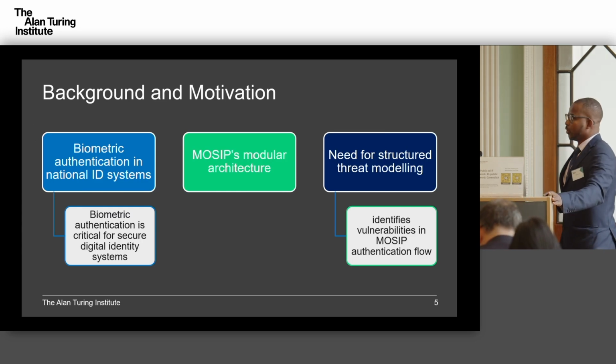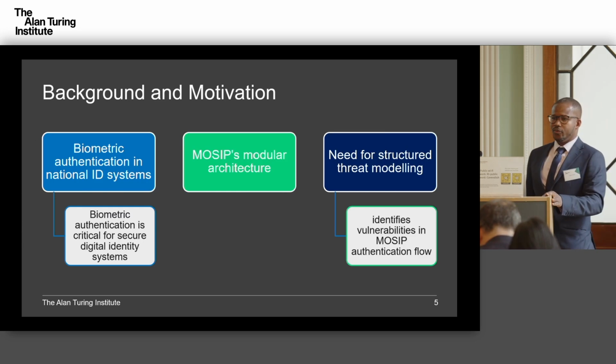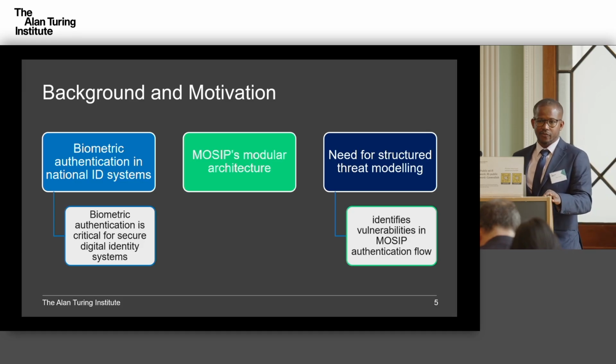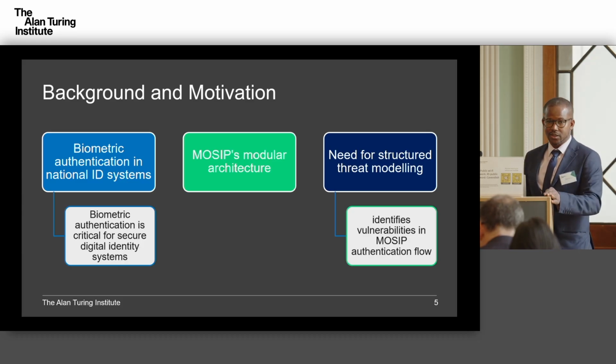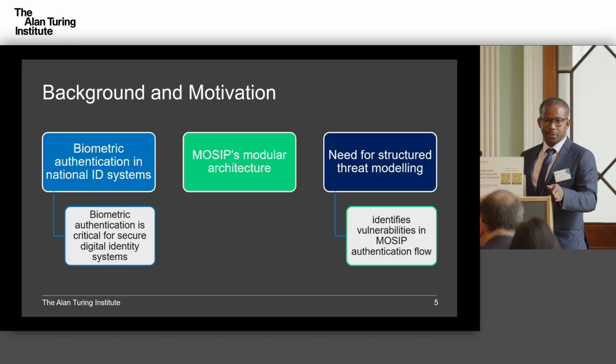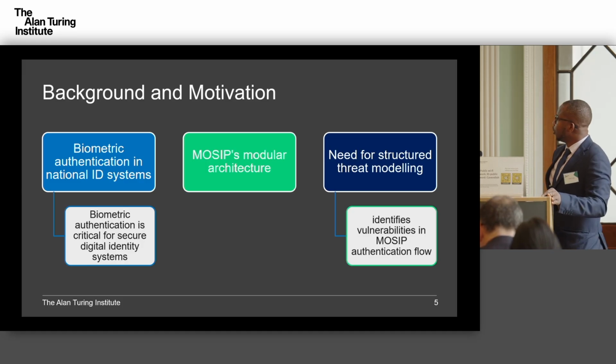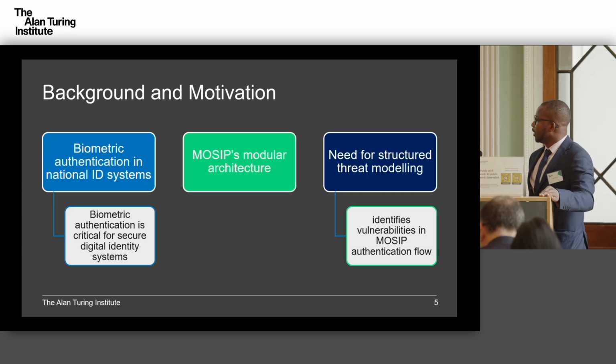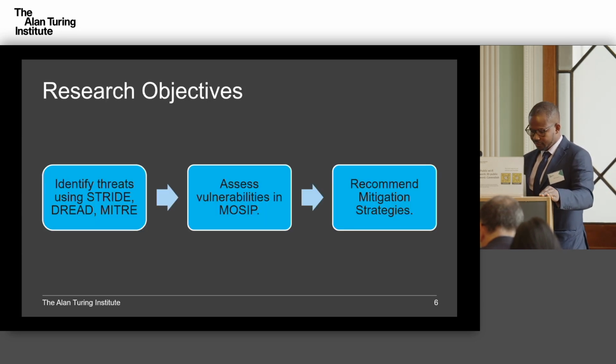The motivation for this work was the fact that we all acknowledge that identity systems have key issues that need to be considered and addressed. It is even more important when you have a system like MOSIP, which is an open source identity system, because such systems allow for flexibility and adaptability. So we decided to do a structured analysis and assess the vulnerabilities if some exist.